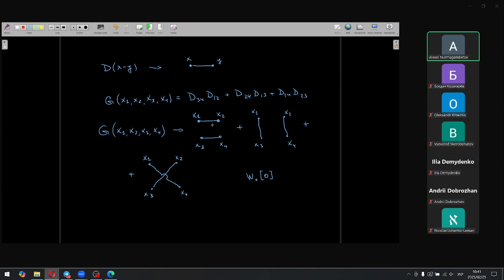generating functional, related to W dependent on J through logarithm or exponent. To be precise, let me introduce the functional Z dependent on the external source, which is related to the generating functional W on the source J as exponent of I on this Z depending on J.